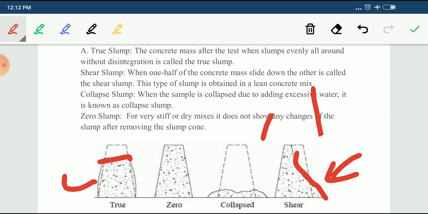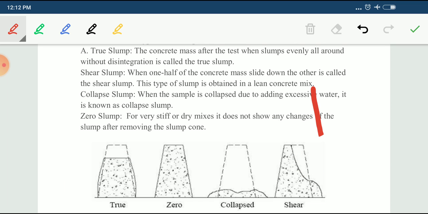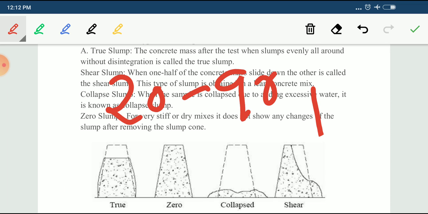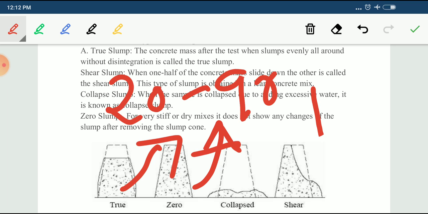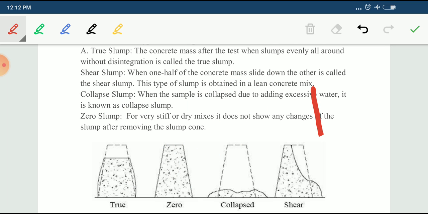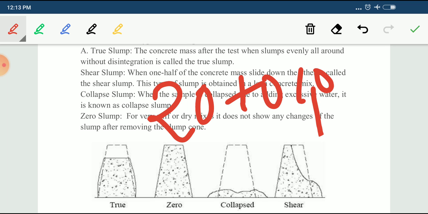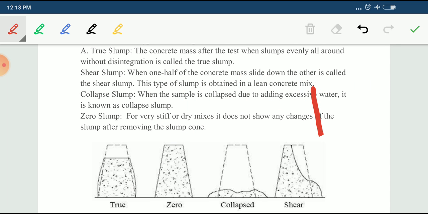For a normal concrete mix, the slump should be in the range of 20 to 90 for good workability. For reinforced concrete in foundations, this much slump should be okay. For columns, it should be in the range of 20 to 100 for good workability.